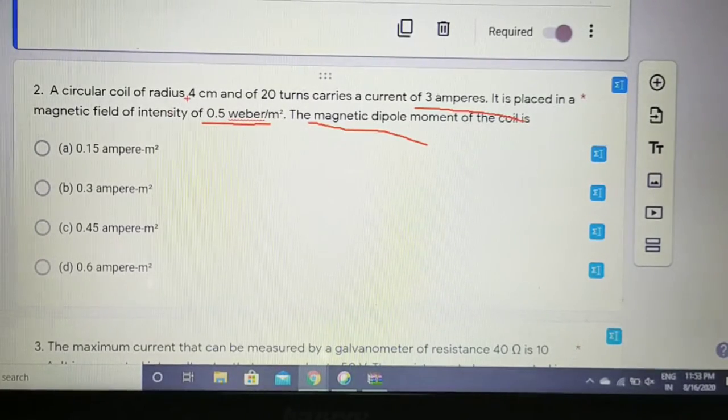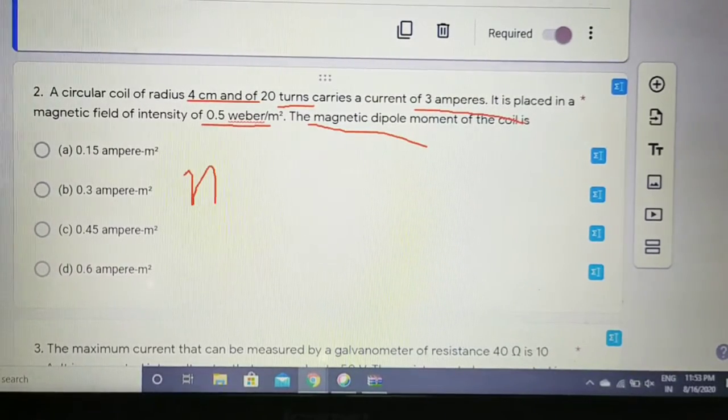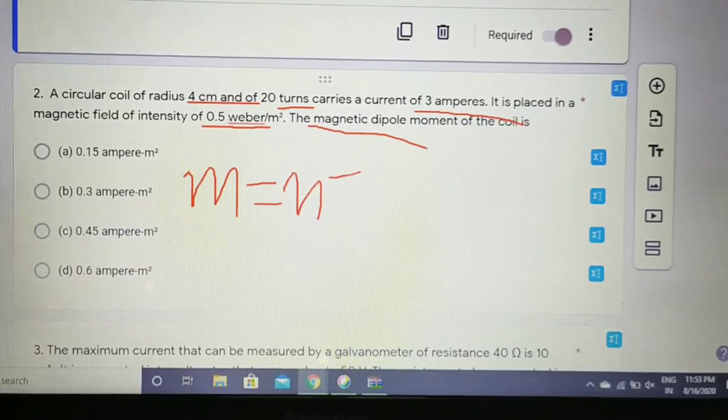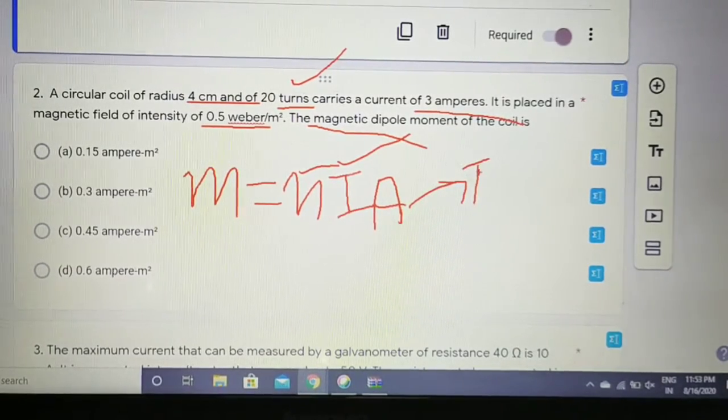We are given radius and number of turns, and we have to find the magnetic dipole moment. Do we know the formula? It is M equals N I A. Here N is the number of turns in the coil, given as 20 turns. The current is also given to us, 3 amperes. The area of the circular coil is pi r square.